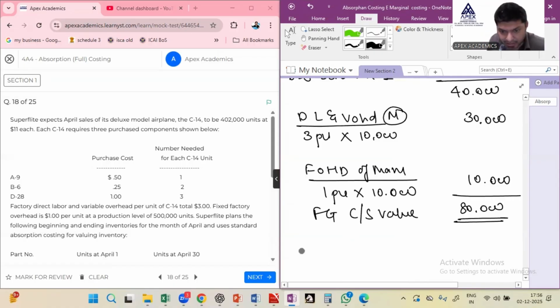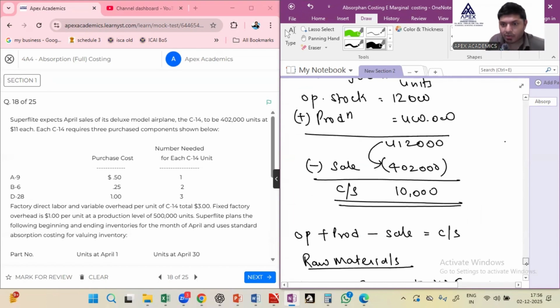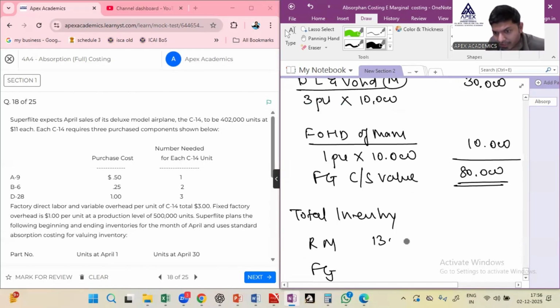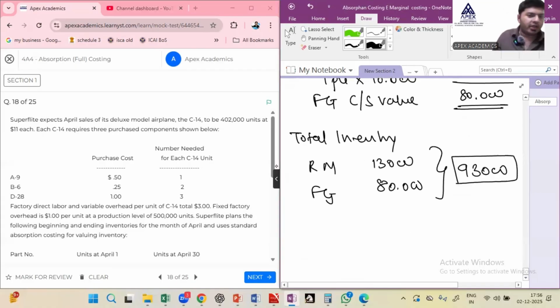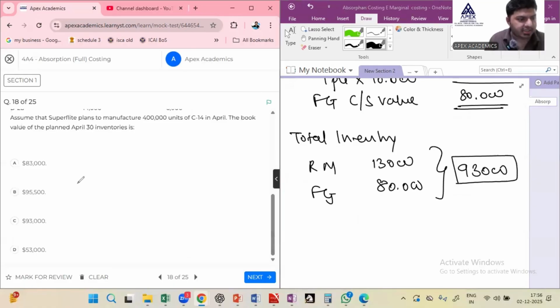So what is going to be my total inventory value? My total inventory value is going to be raw material plus my finished goods. What is the value of my raw material? Total value of my raw material is 13,000. And what is the value of my finished goods? It is 80,000. So what is my total inventory valuation? My total inventory valuation is 93,000, and that is your option number C.